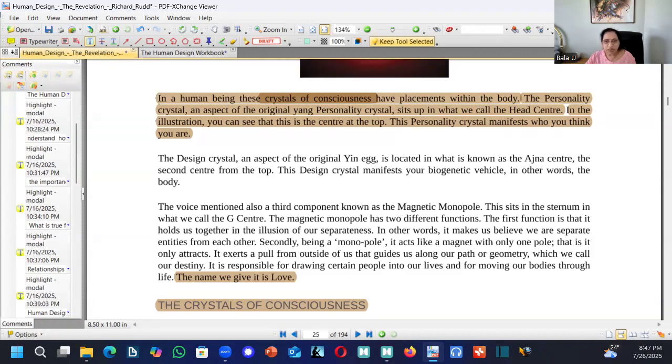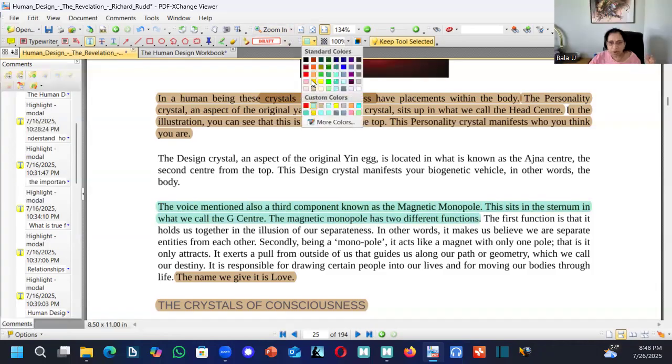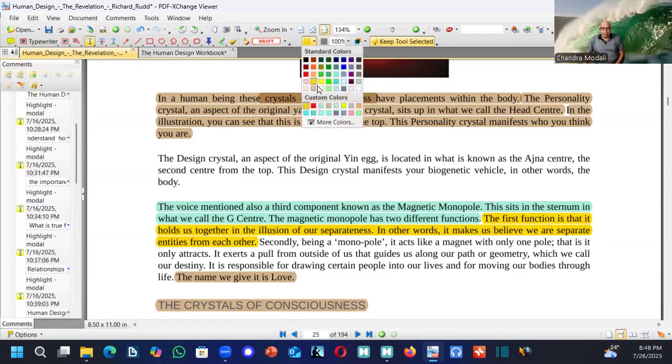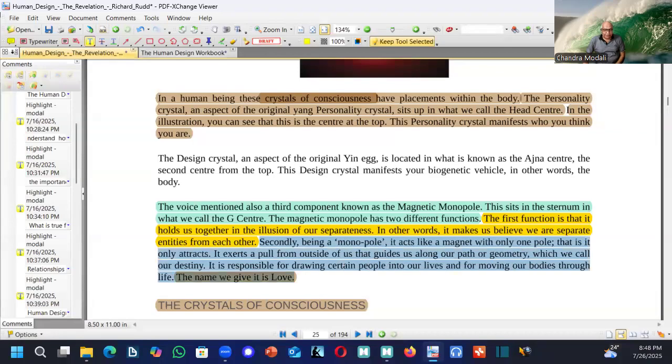Secondly, being a monopole, it acts like a magnet with only one pole. That is, it only attracts. It exerts a pull from outside of us that guides us along our path or geometry, which we call our destiny. It is responsible for drawing certain people into our lives and for moving our bodies through life. The name we give it is love. Oh, this is the law of attraction. Love, attraction. It has the same attraction element but is doing the repulsion also, because when I am saying you are separate, it is bringing in that difference, right?